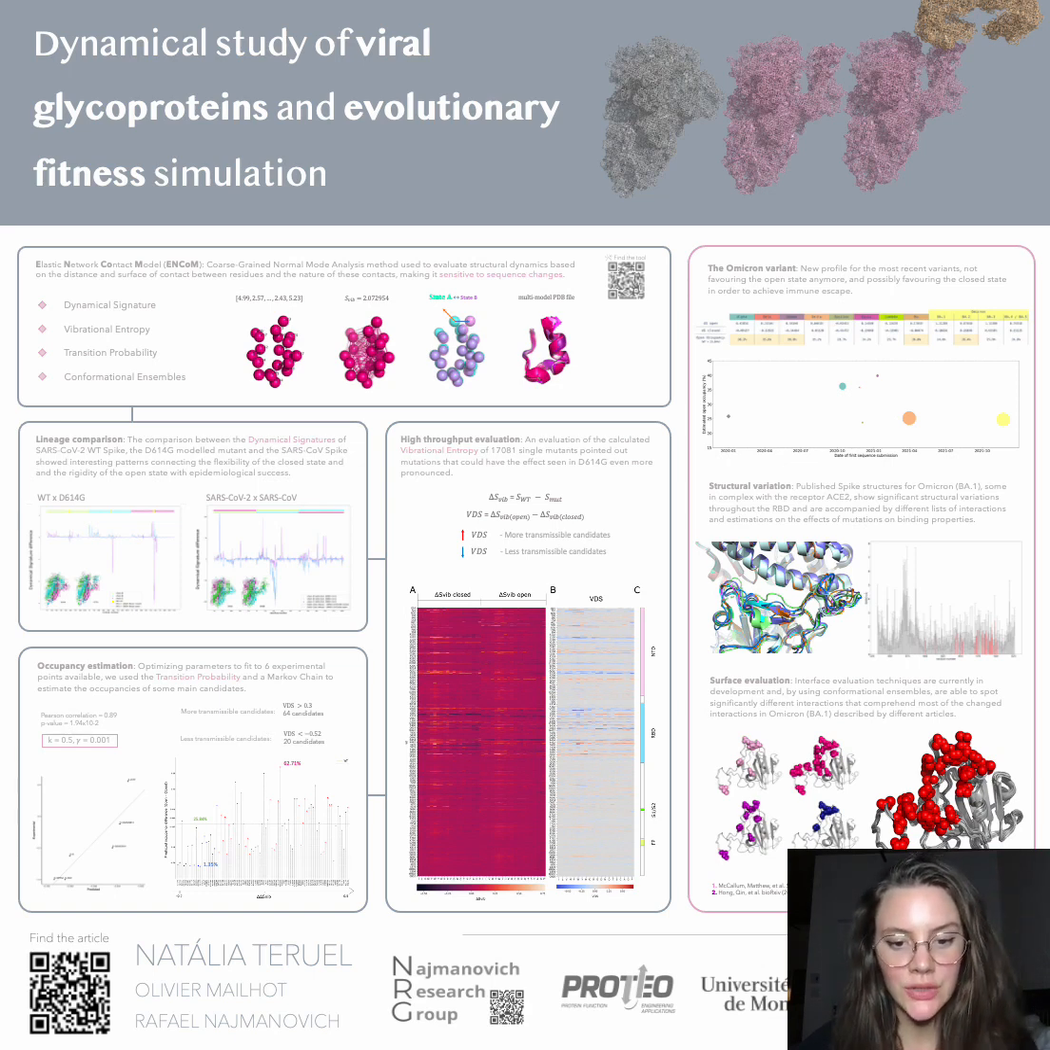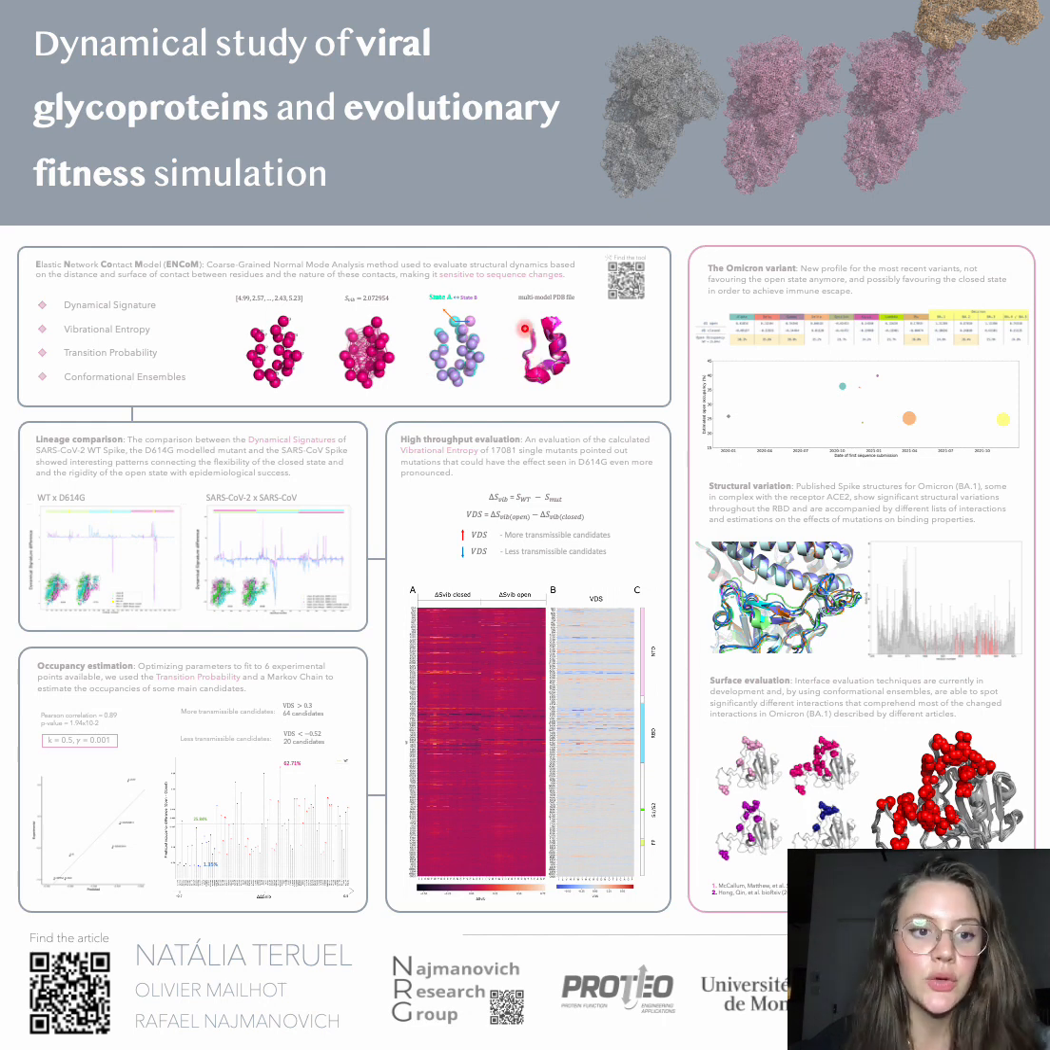I'm a PhD student at Professor Rafael Najmanovic's group, and today I will be talking a little bit about the dynamics of viral glycoproteins, especially the spike protein from coronaviruses, and how it impacts evolutionary fitness and how we are able to simulate it. Well, the spike protein has different conformational states, so here you can see the closed state, the open state, where it opens RBDs, receptor binding domains, and it needs to be in this open conformational state in order to bind to the receptors of host cells, like ACE2 in case of humans.